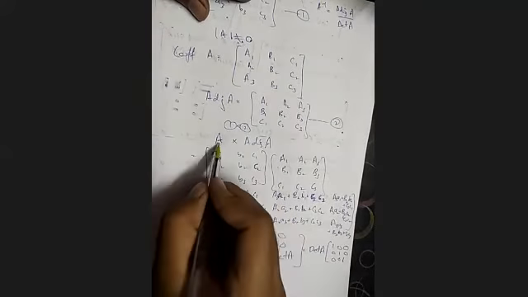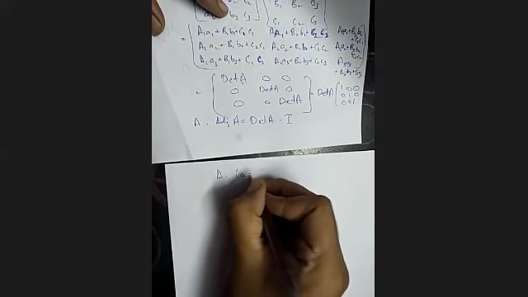Are you all following? So A into adjoint A is equal to det A into I. Okay. So now A dot adjoint A is equal to det A into I. Okay.